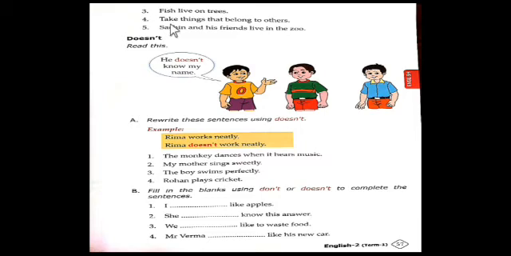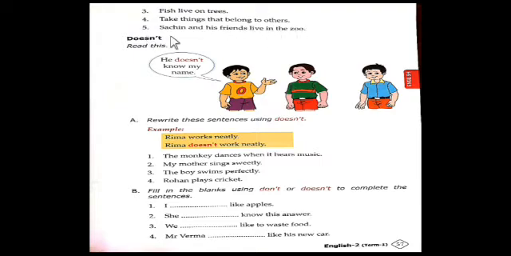Come to page number 57. Third one. Fish live on trees. Fish cannot live on trees. Fish can live in the water. So fish don't live on trees. Okay. Fourth one. Take things that belong to others. So how do you make this sentence in negative form? Don't take things that belong to others.